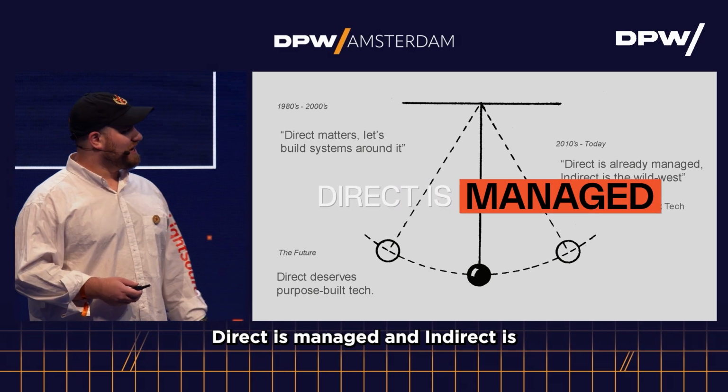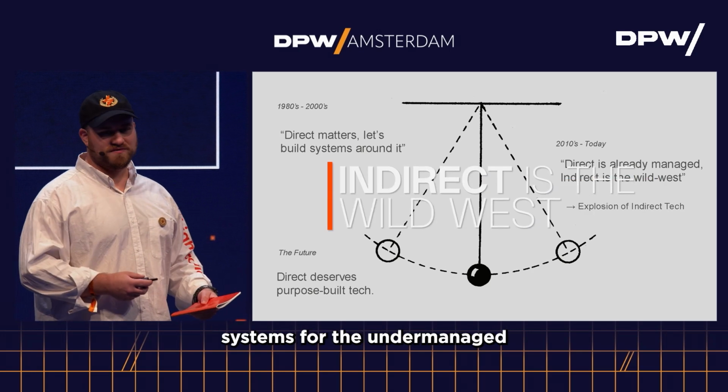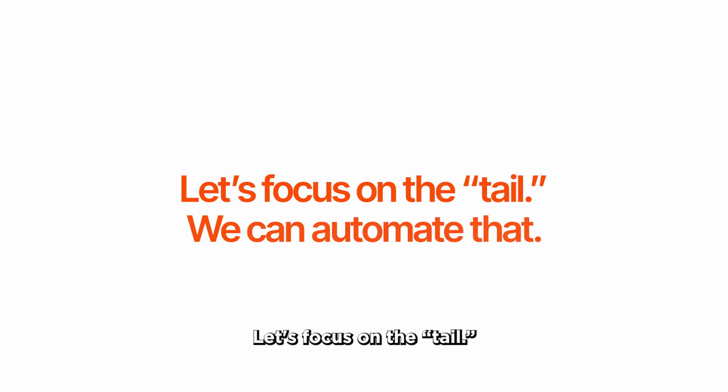Direct is managed, and indirect is the Wild West. So let's build systems for the undermanaged spend, or the unmanaged spend. Let's focus on the tail. We can automate that.